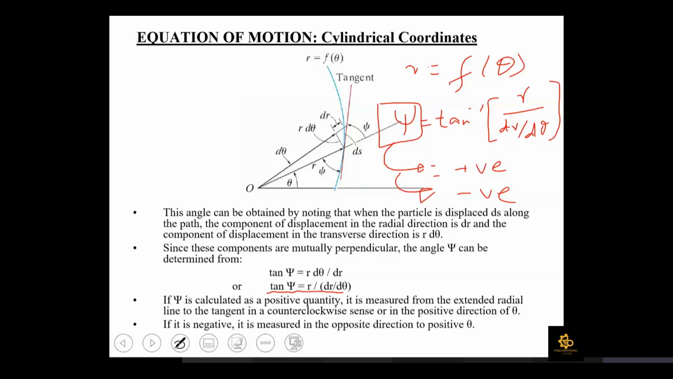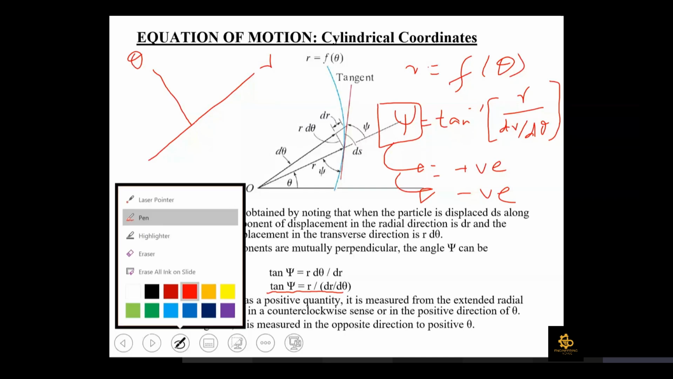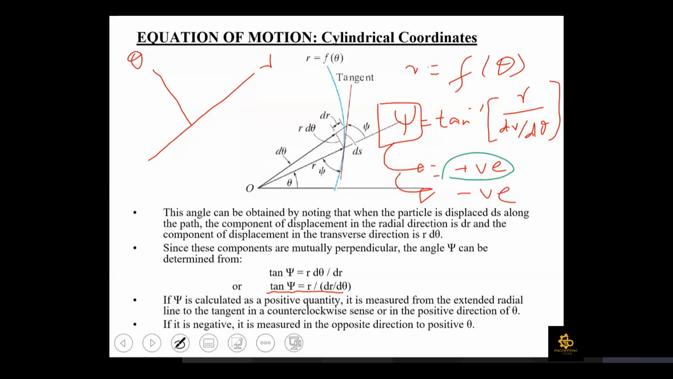So first, you define the r and theta axes according to the location of the particle. And then, based upon this value, if psi comes out to be a positive quantity, then your tangential axis should lie from the r axis at that angle in a counterclockwise direction. However, if using this formula psi comes out to be some negative value, it means that the tangential axis would lie from the r axis at that angle in a clockwise direction.